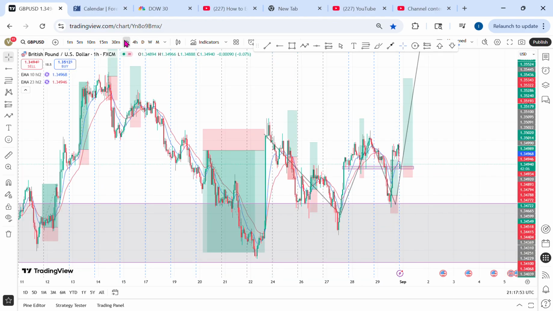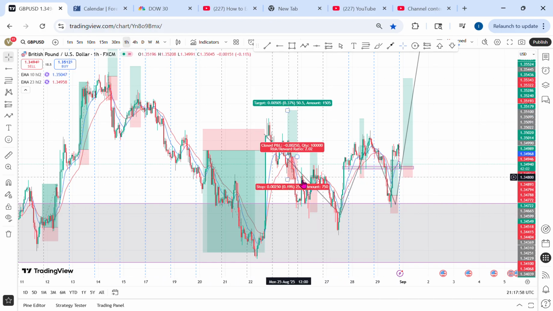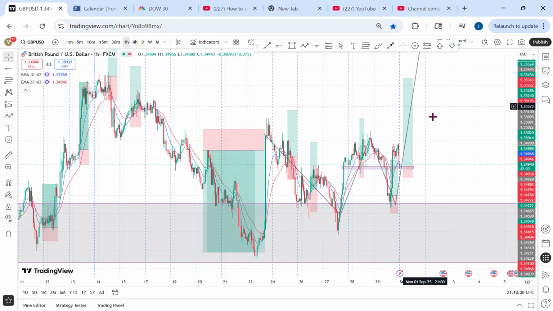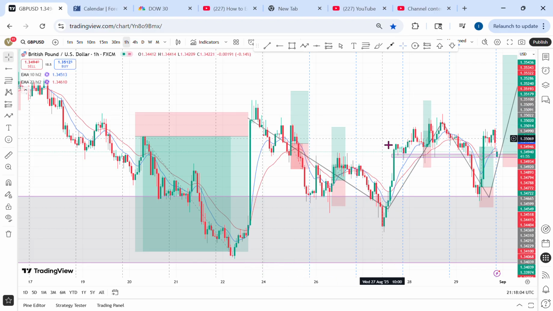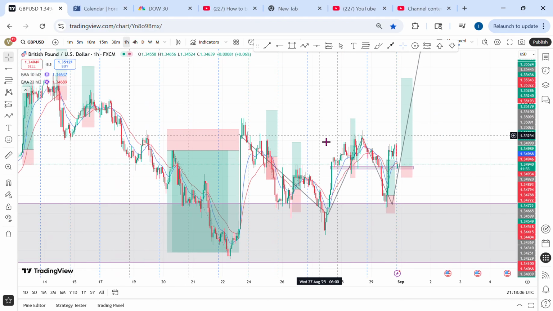This is the 1-hour time frame. On the 1-hour time frame, we are still on the same page. An opportunity to buy on the 1-hour time frame. This is what we have on the 1-hour time frame.